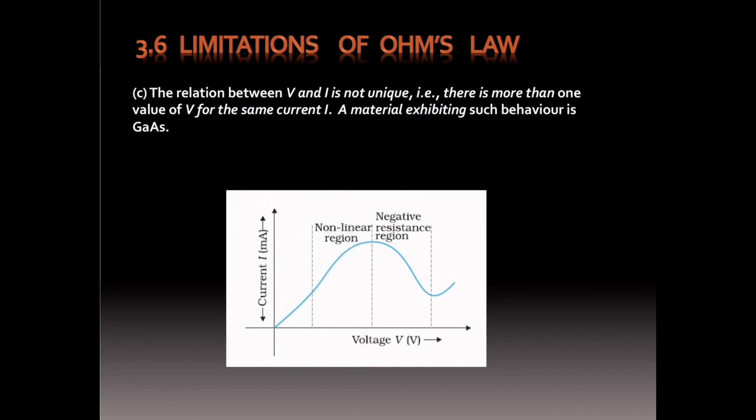See the gallium arsenide curve. If you plot current versus voltage, here we have the same value of current for two different voltages. This is not possible in Ohm's law. So these are the limitations of Ohm's law, important for CBSE.